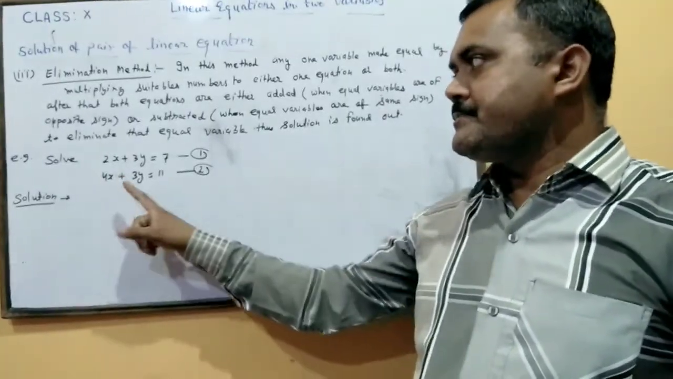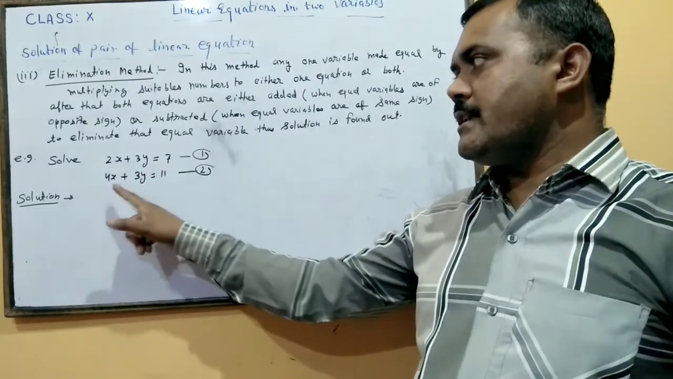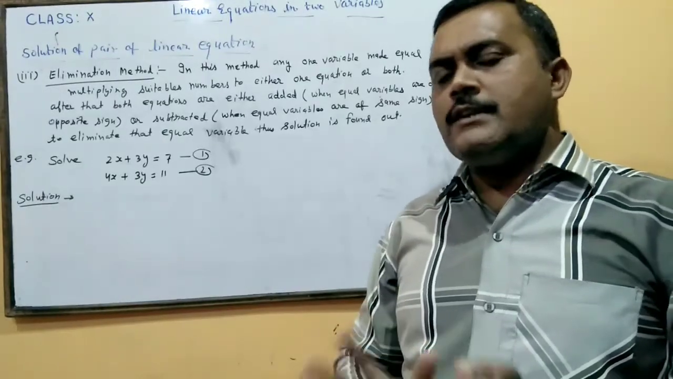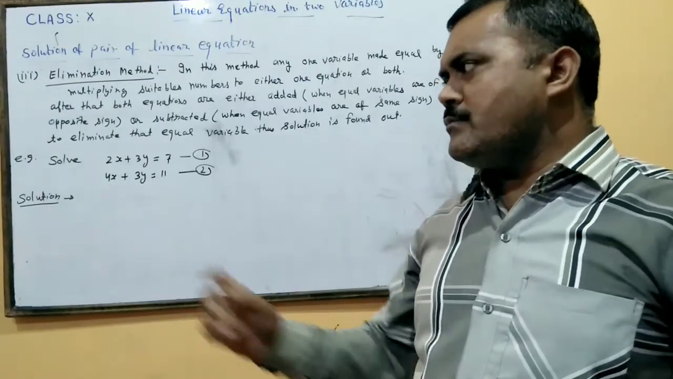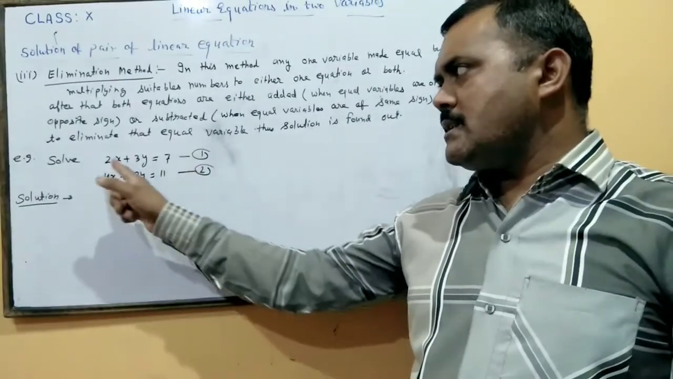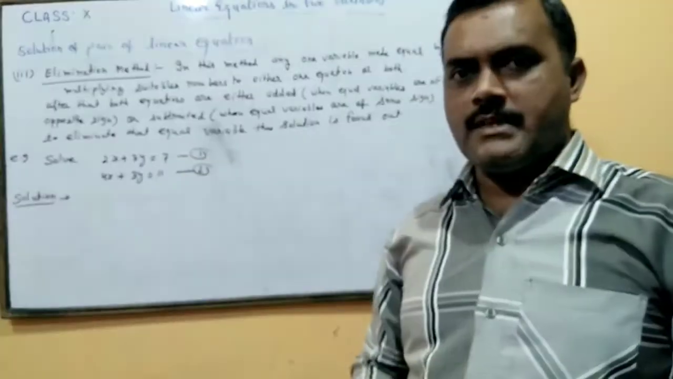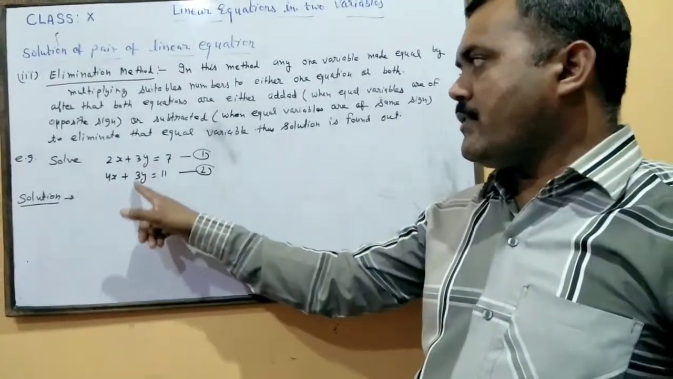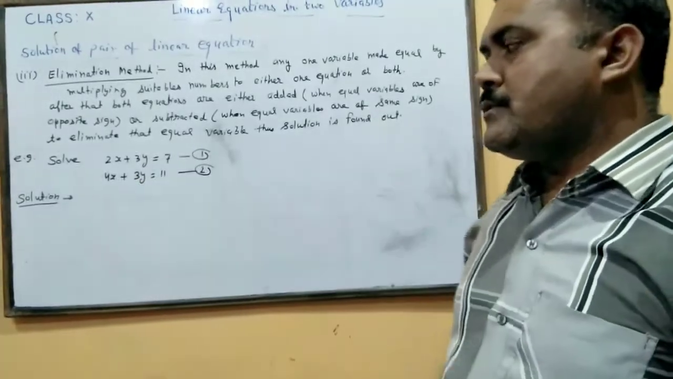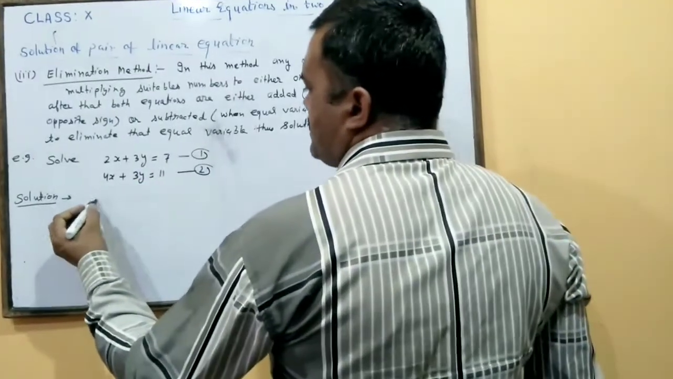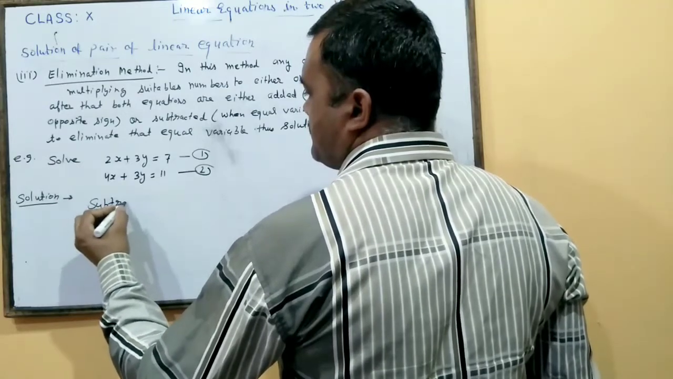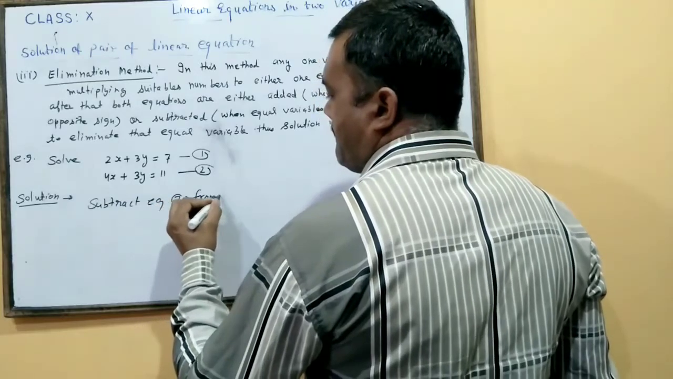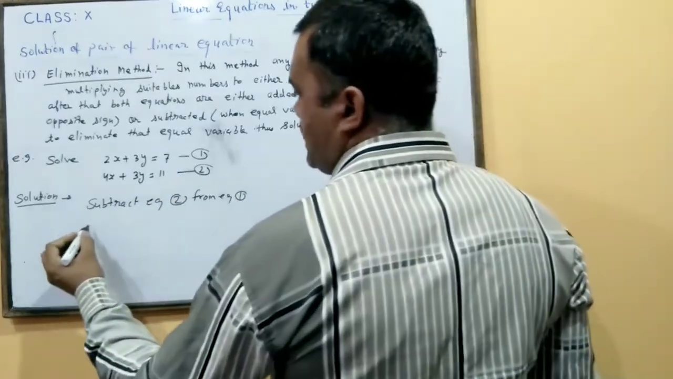So you can see here in equation 1, 2x plus 3y is equal to 7 and 4x plus 3y is equal to 11. So you can see 3y is already equal, so we need not multiply anything here. But if you wish to make x equal, then we can multiply this complete equation by 2 to get 4. But so far it is equal, we need not multiply anything. So you can see both 3y are of positive sign, so we simply subtract. Solution: subtract equation 2 from equation 1. Let us see.